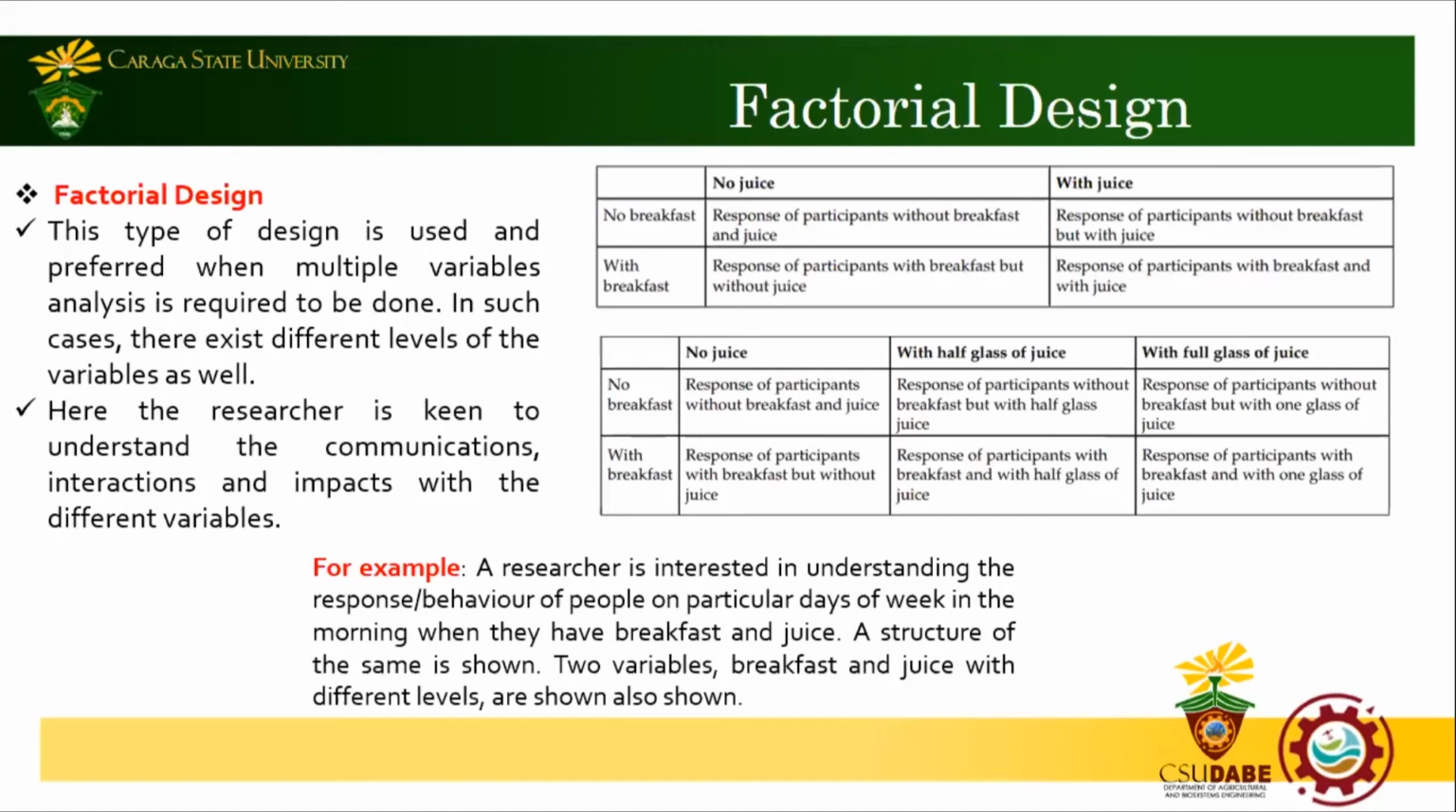So that's factorial, no? In analysis of variance, you look for whether it is a 2 factorial, 3 factorial or 4 factorial. So 2 by 2, 3 by 3 and 4 by 4. Okay?